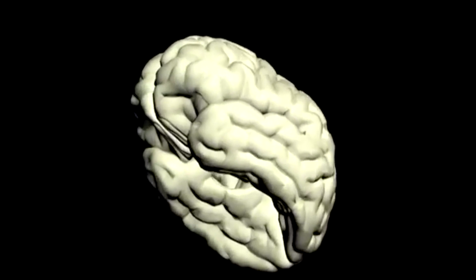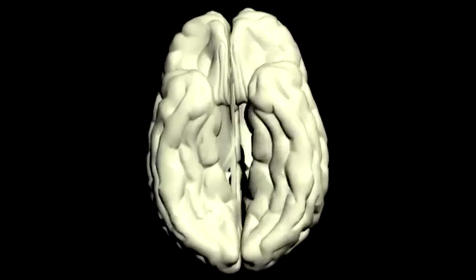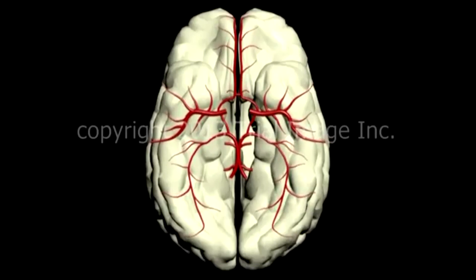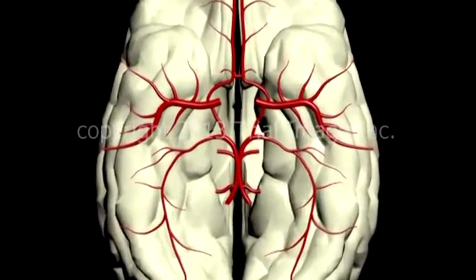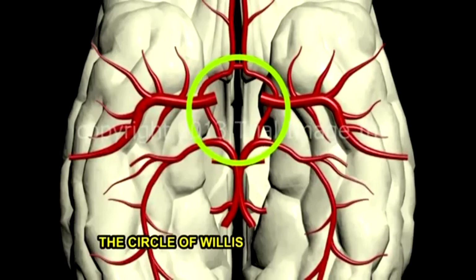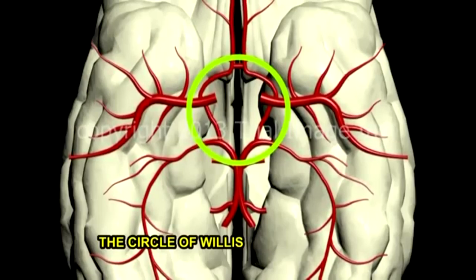The circle of Willis is best seen by examining the underside of the brain. So let's zoom in to take a closer look. The circle of Willis is really a beautiful piece of anatomy that represents a central hub from which radiates the entire blood flow to the brain.